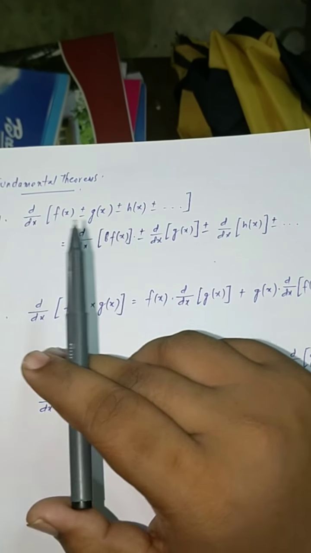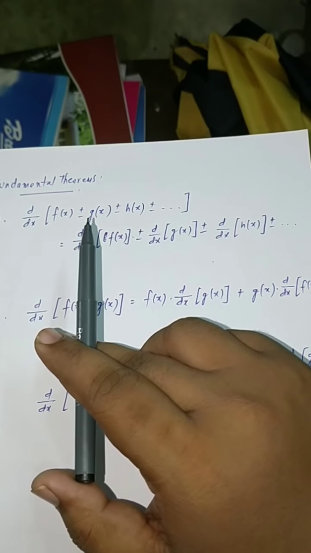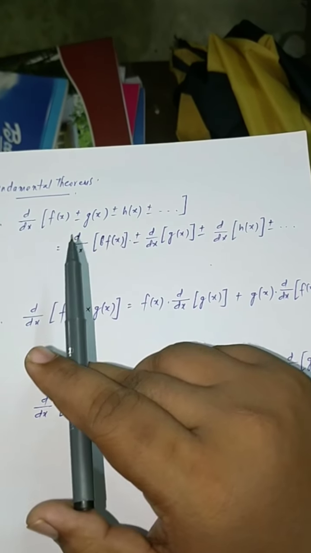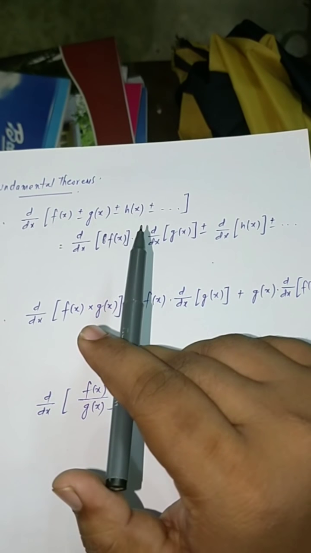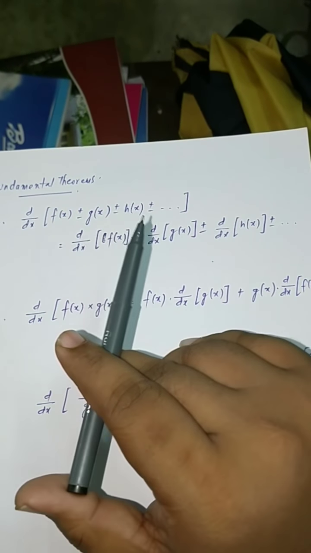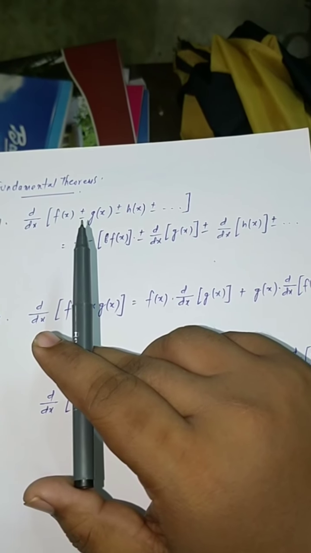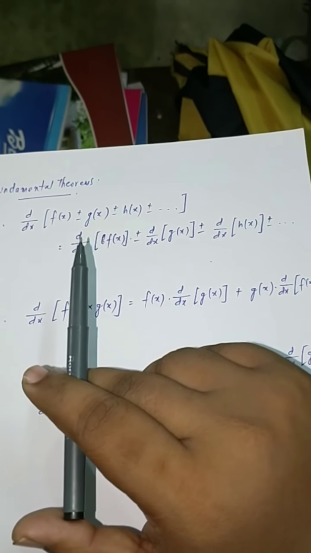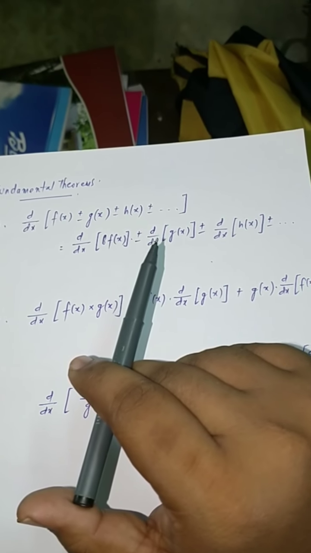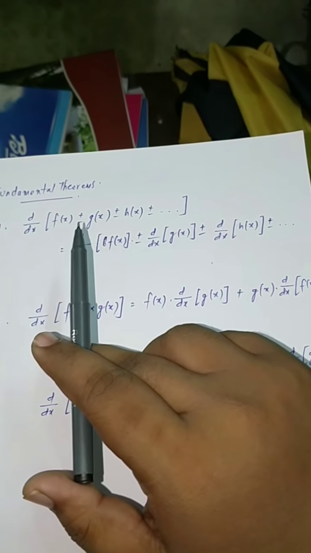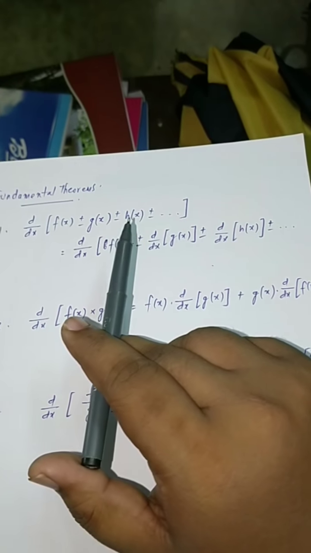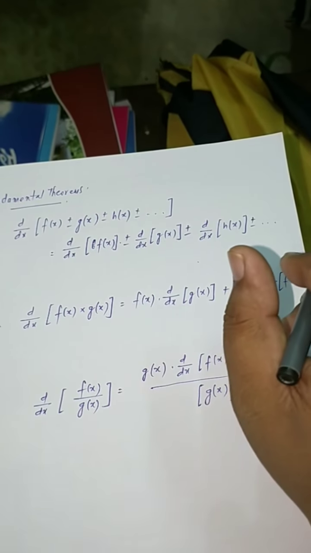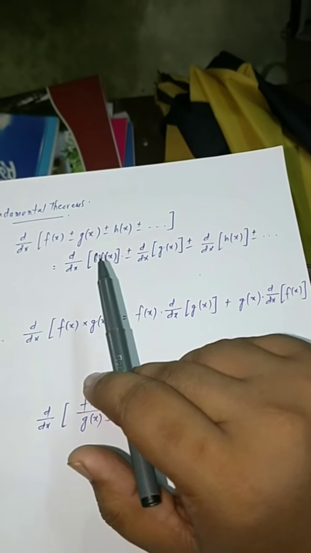For example, d/dx of f(x) plus minus g(x) plus minus h(x) plus minus something something is equal to d/dx of f(x) separately, whatever sign. If it was a plus, we'll write a plus here. If it's a minus, we'll write a minus here. So d/dx of f(x) plus or minus d/dx of g(x). The second function was g(x), the third function is h(x), so d/dx of h(x), and so on. This will continue. If you're having 5 functions here, we'll write this for 5 terms.